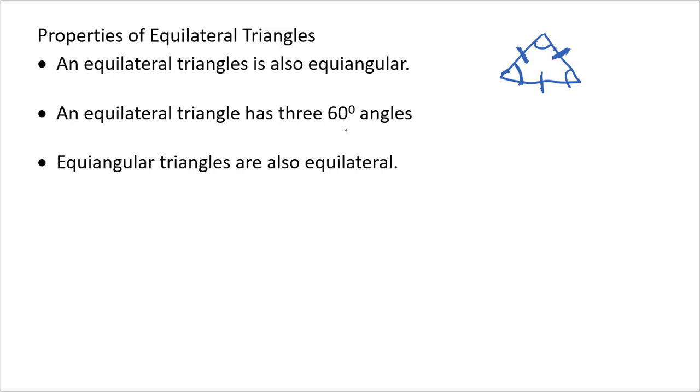Equilateral triangle has three 60-degree angles. We proved that in a previous video. And equiangular triangles are also equilateral. And that's almost the converse of this original one, this first one. And again, you can prove it pretty easily with, okay, equiangular, this angle's equal to that one, so that gets me those two sides equal, but that's also equal. So since I'll use this one and that one, that's going to make this side and this side congruent, making them all congruent.